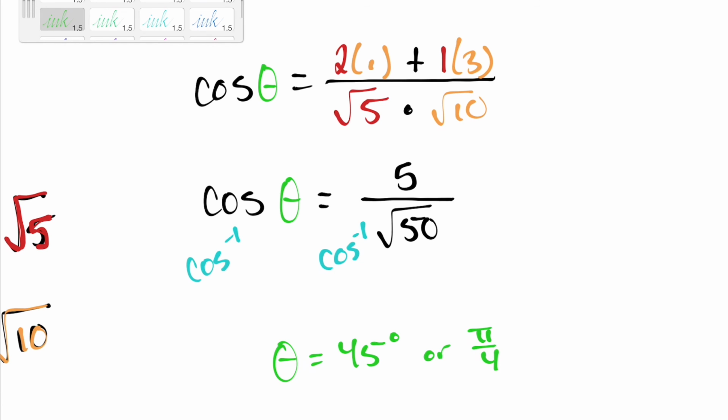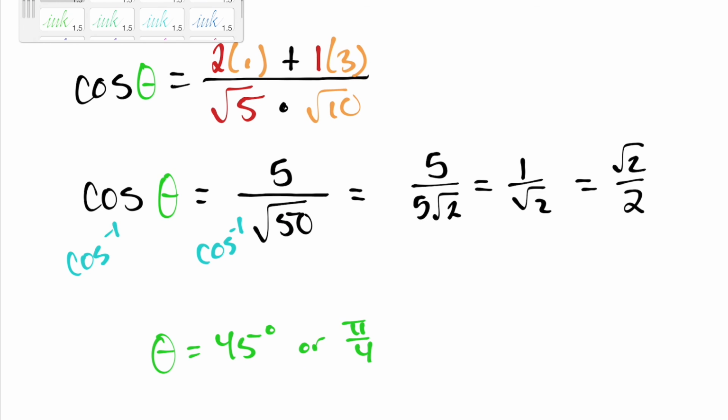You could also simplify this further. So because this is 45 degrees, this does end up simplifying to square root 2 over 2, which we know the cosine of square root 2 over 2 is when we're doing 45 degrees. So a couple different ways, whether you're given a calculator or not given a calculator, there are a couple of your options.